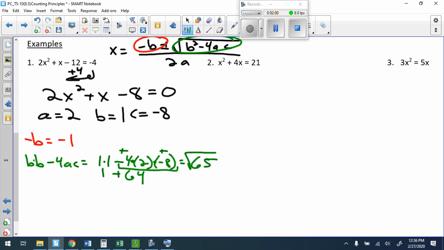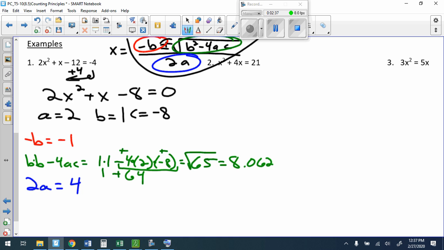And then we can square root that. We have to use our calculator because 65 is not a perfect square. We square root that, and we get 8.062, and it keeps going, but I'm going to round to 3 decimals. That process, the b squared minus 4ac, takes the most amount of time. And then we'll do the denominator, double a. So double a would be 4, 2 times 2.